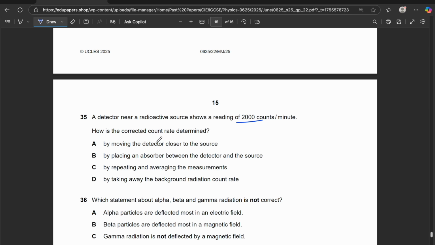So A, by moving the detector close to the source. Well, this could work in some way, but we'll find a more accurate way to do this. B, by placing an absorber between the detector and the source. Well, if that happens, then you won't even get anything, right? It's also wrong. C, by repeating and averaging the measurements, but the background radiation is still there. D, by taking away the background radiation count rate. This is what I described earlier. So D.